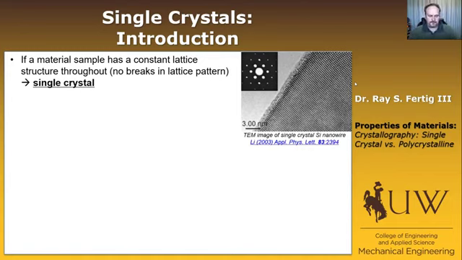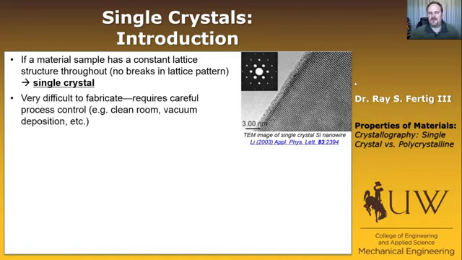Okay. One thing to note about single crystals is that they're very difficult to fabricate. It requires extremely careful process control, things like clean rooms and vacuum deposition, which means that all of the air is evacuated out so that there's no possible way to contaminate the sample that you're creating. The reason we do all that is that to get a single crystal, we require growth from a single nucleus.